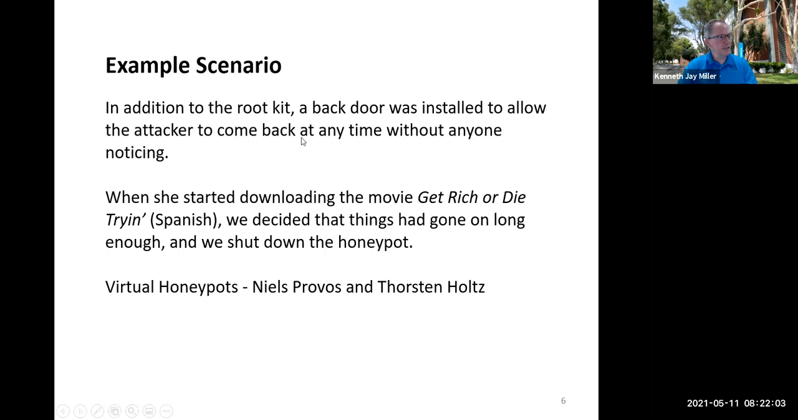In addition to the rootkit, a back door was installed to allow the attacker to come back at any time without anyone noticing. So instead of coming through the front door, they set up their own little back door, just like I did with port 222, right? I was the only one that knew that. They kind of did the same thing so that they could get in and out of this. And when she started downloading the movie Get Rich or Die Trying in Spanish, they decided that things had gone on long enough, and we shut down the honeypot.